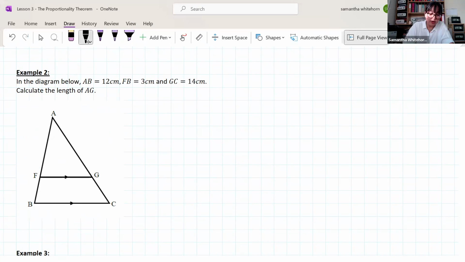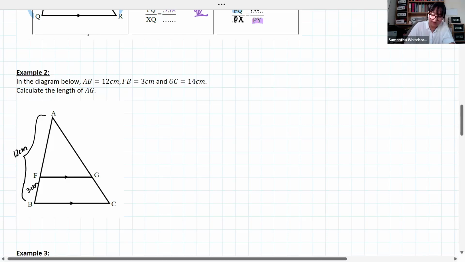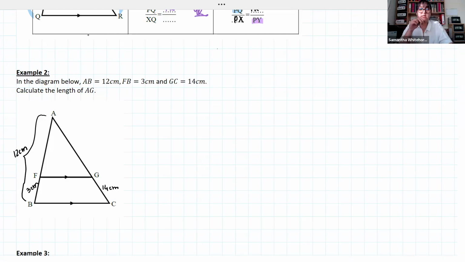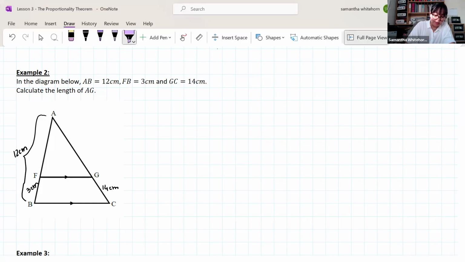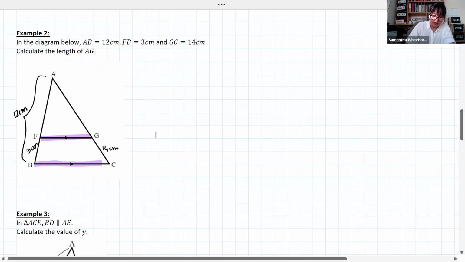There's no information on my diagram, so I'm just going to put some information on my diagram so that I know what's going on. AB, which is this whole length here, is 12 centimeters. FB, this little line segment down here, is 3 centimeters. And GC, on the other side, is 14 centimeters. Do you see those lengths, FB corresponding with GC, are not the same, but they should be in proportion because the line FG is parallel to the side of the triangle BC.